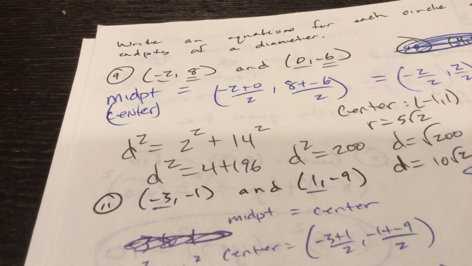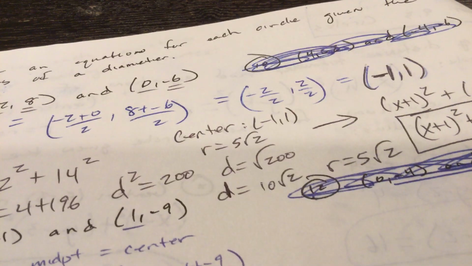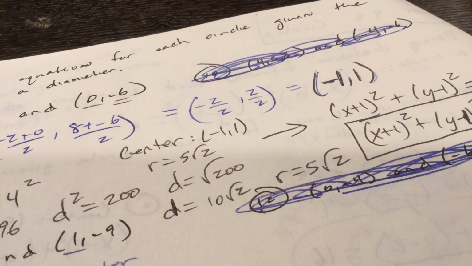Endpoints of a diameter, holy cow: negative 2, 8, and 0, negative 6. So first off, if I know the endpoints of a diameter, I know that the center of the circle would be the midpoint. So negative 2 plus 0 divided by 2, 8 plus a negative 6 divided by 2 gives me a midpoint of negative 1, 1. So that is my center. Negative 1, 1 is my center.